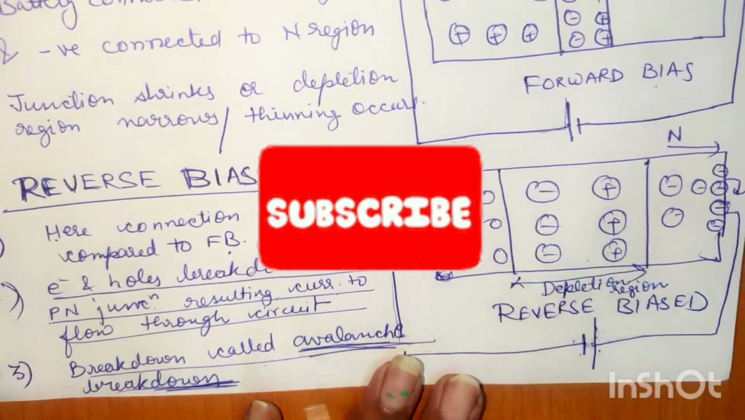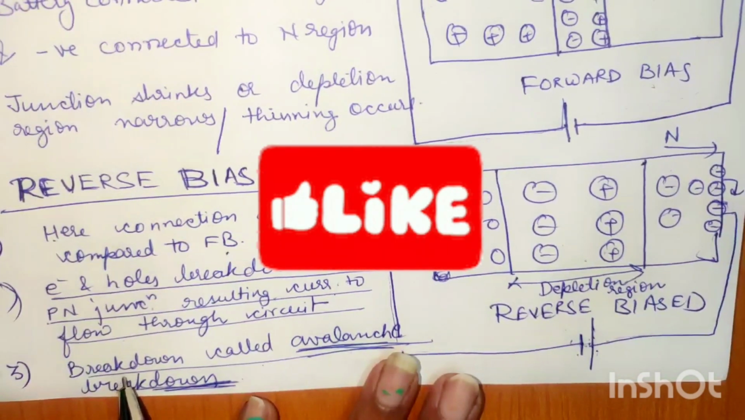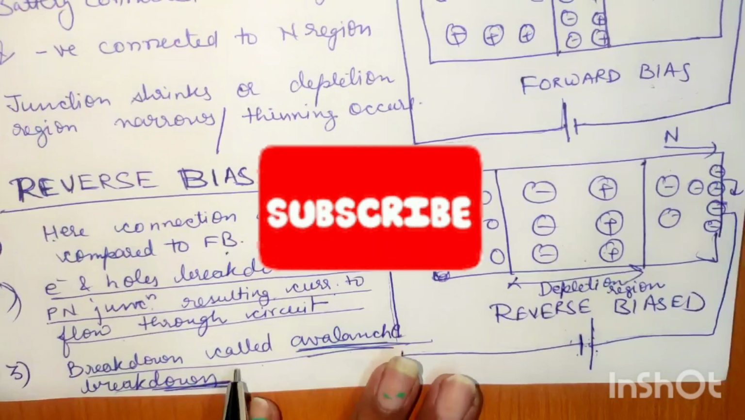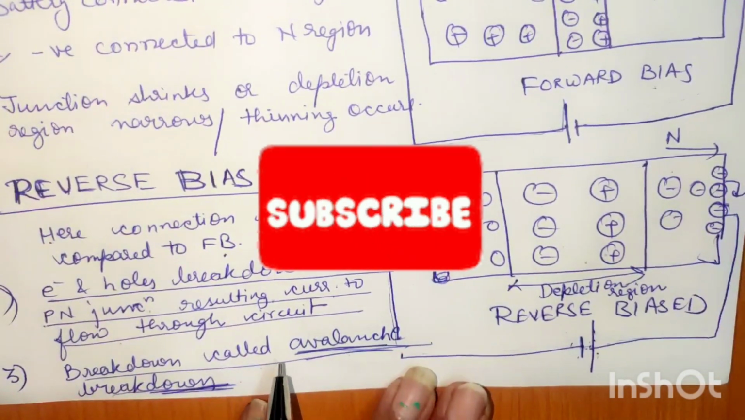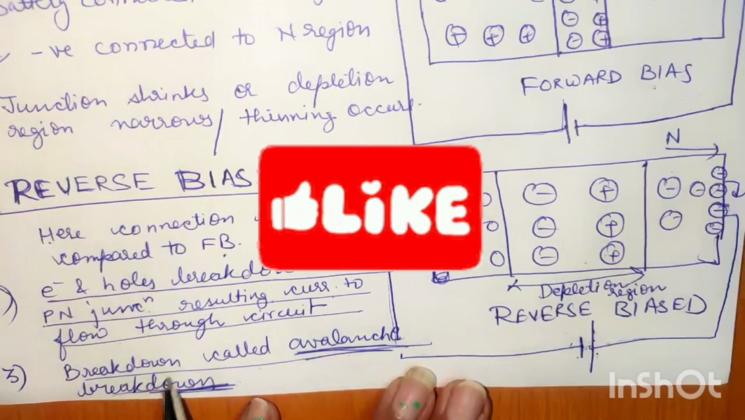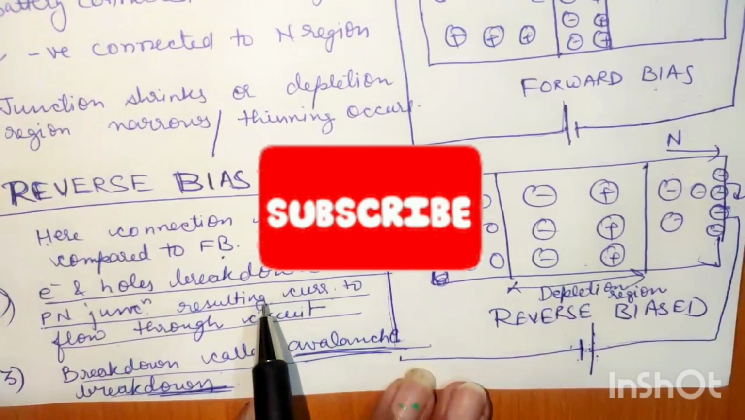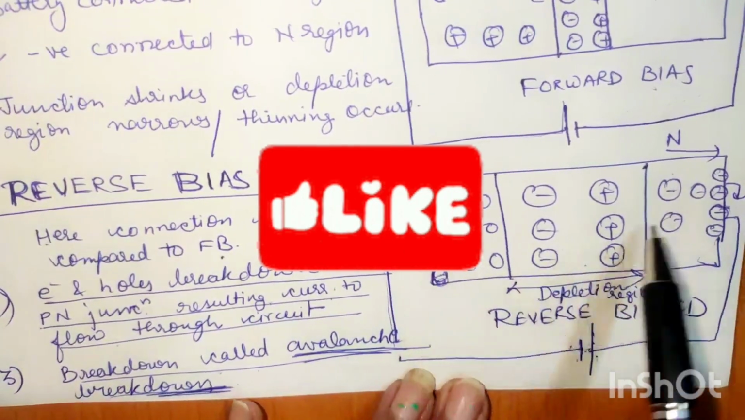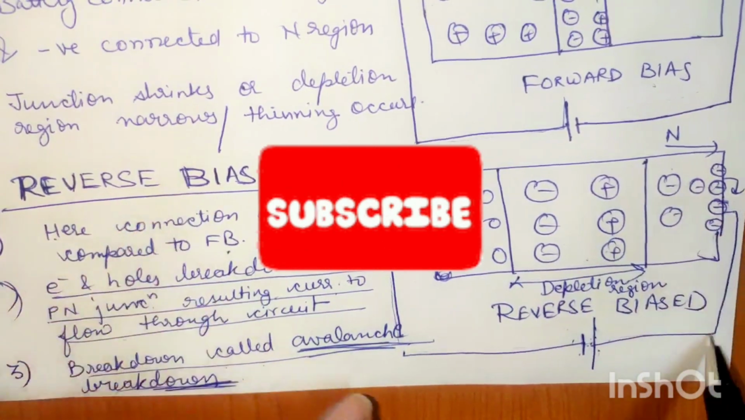It has a limit. So here in the reverse bias condition, we can say that a breakdown can occur, and due to that breakdown we call it avalanche breakdown, and it occurs since electrons and holes break down through the p-n junction. ये recombine नहीं हो रहे हैं और ये opposite direction में end पे जा रहे हैं.